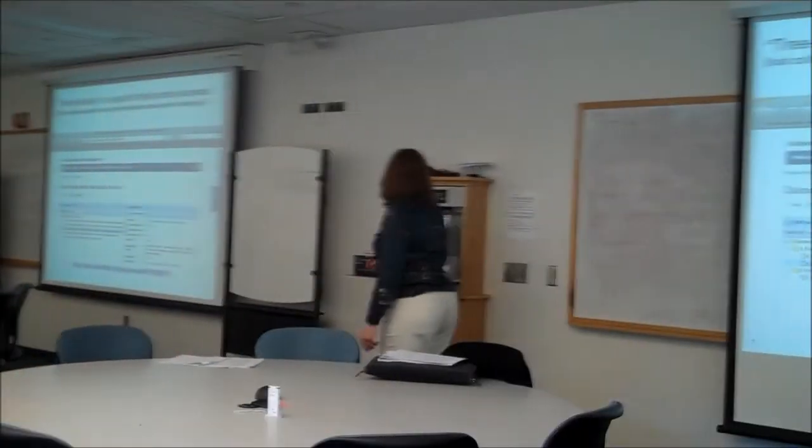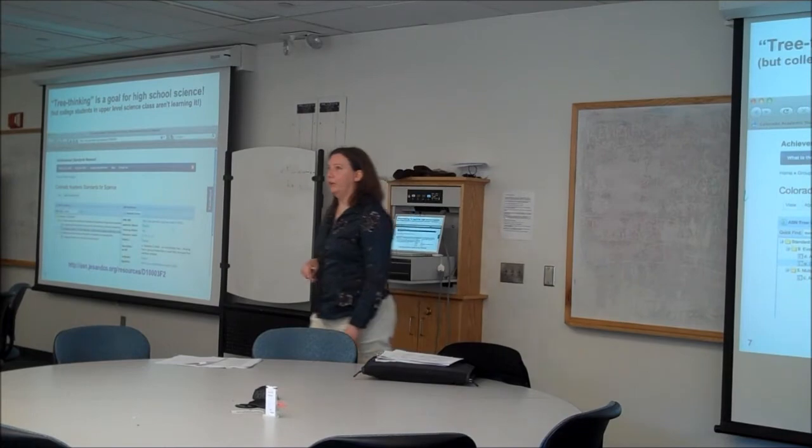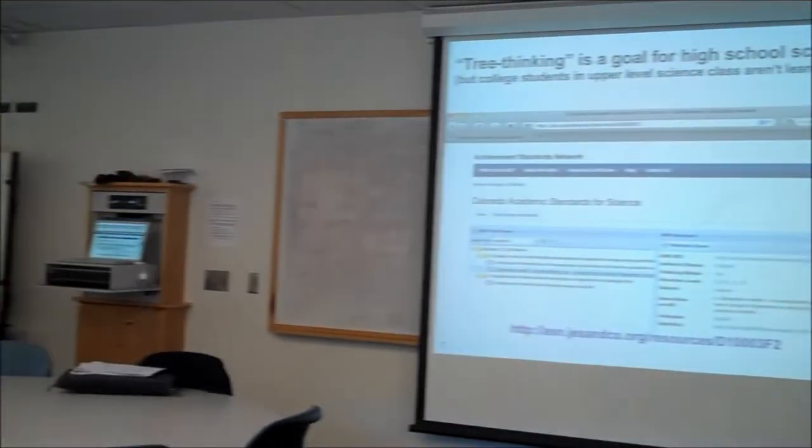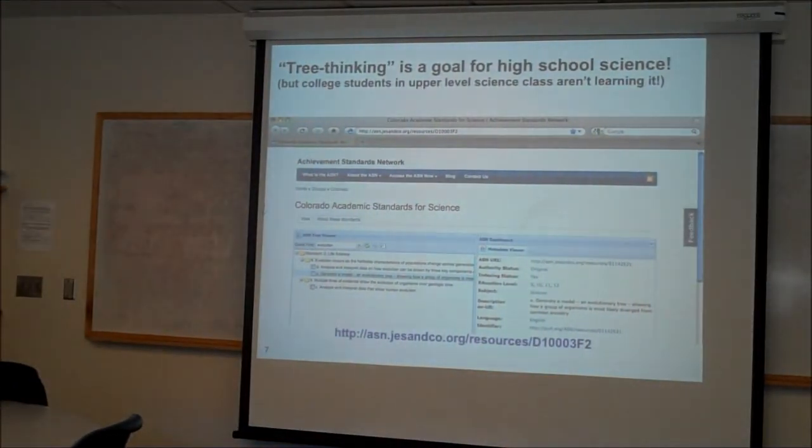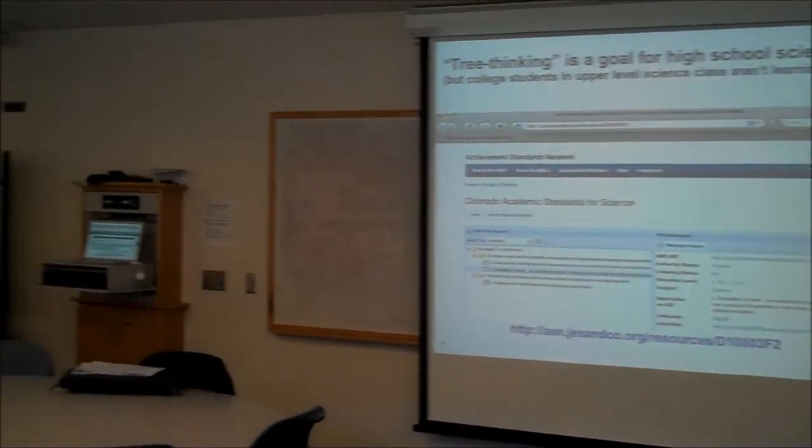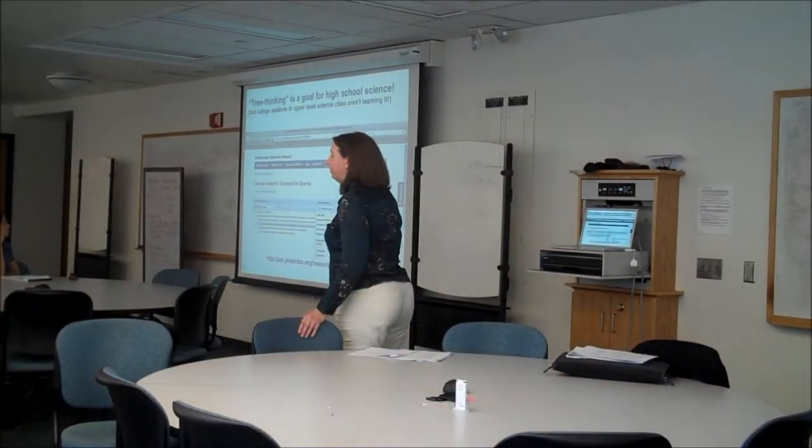I just want to show you one thing. So it turns out in the state of Colorado, the biological sciences standards include explicitly generating a model, an evolutionary tree, showing how a group of organisms most likely diverged from common ancestry. I didn't know that. I don't know if you're familiar with this either. I just found this today through a random search.